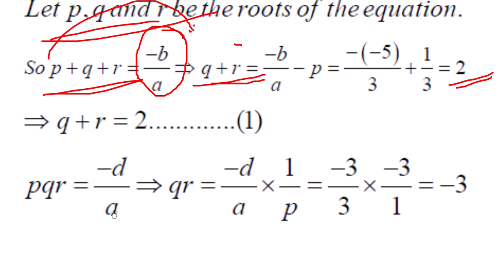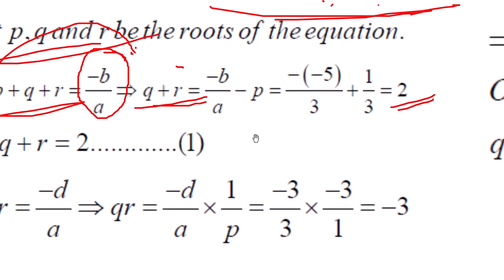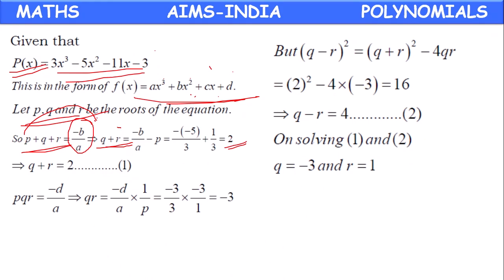Product of zeros is minus d by a. If p comes to this side, it will become 1 by p, so qr will be left on this side. Qr equal to 1 by p into minus d by a. D value minus of minus 3 by a 3. D value, children. Here minus of minus 3, minus should be there. Minus of minus 3 by 3. So after cancellation, plus 1. 1 into minus 3, minus 3.